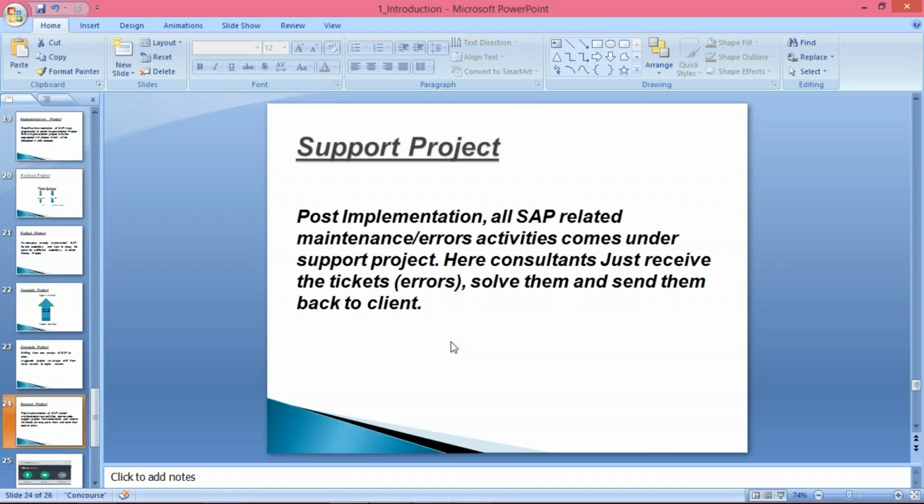That's all in this session. We have covered this introduction part: what SAP is, what ERP is, what total modules are there in SAP, and apart from this, the most important topic, the types of projects, which you guys should know. So that's all in this session, guys. That's all for today.